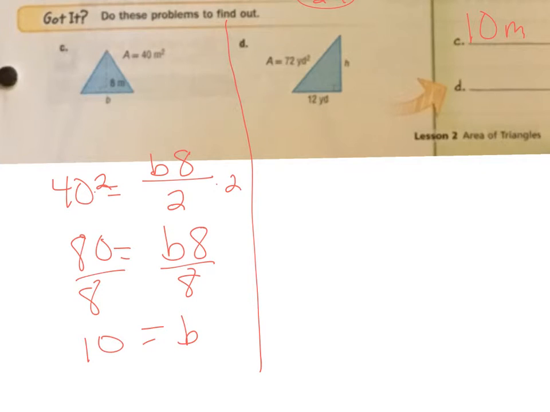Let's do the next one. Area equals 72 equals base times height divided by 2. Ooh, I have my base, but I don't have my height.